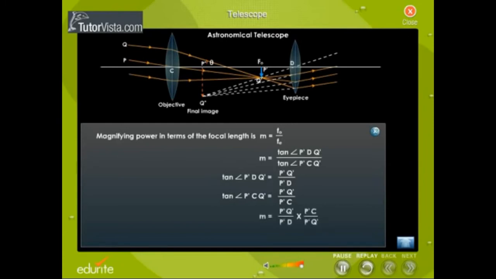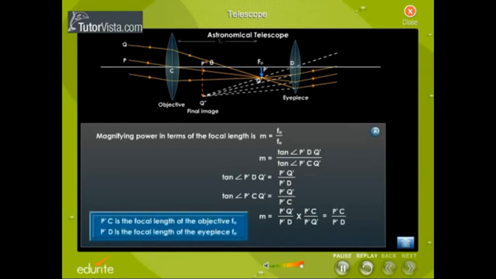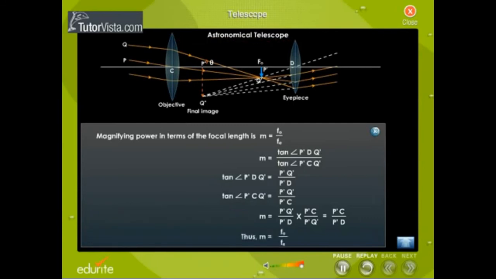M is equal to P'Q' by P'd into P'c by P'Q'. That is equal to P'c by P'd. P'c is the focal length of the objective FO. P'd is the focal length of the eyepiece FE. Thus, M is equal to FO by FE.